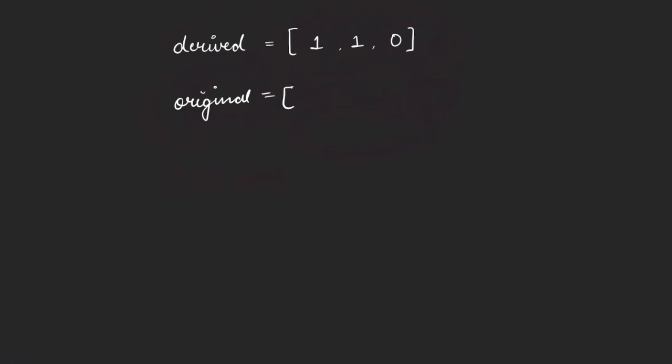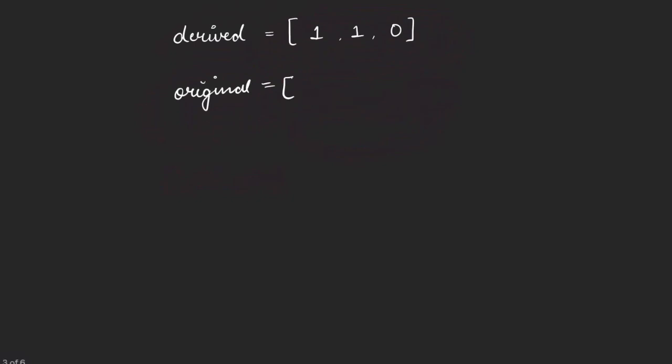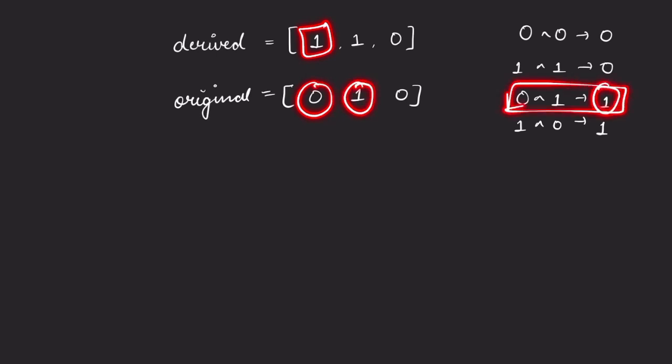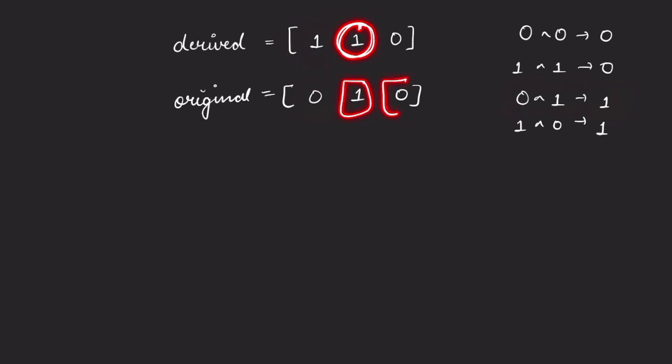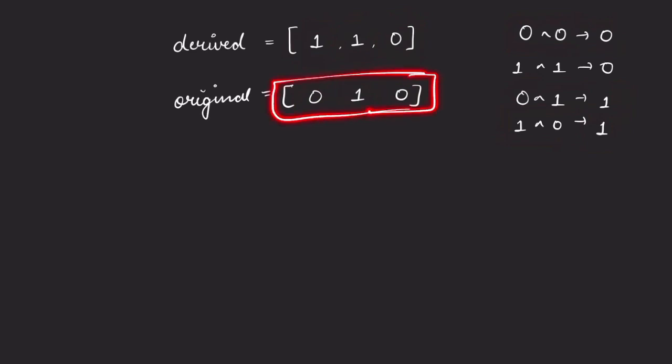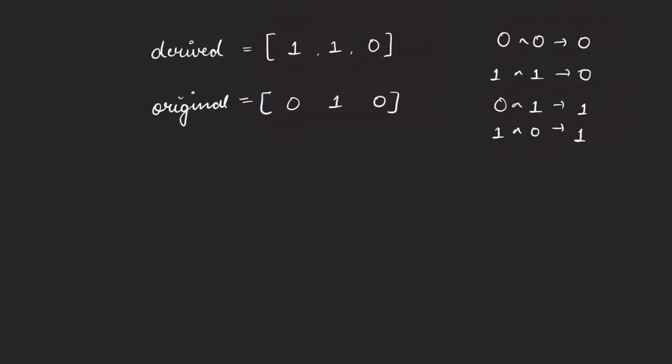So for this derived array, a potential original array could be, I guess, 0, 1, 0. How? See, in XOR, we have four properties. 0 XOR 0 is 0, 1 XOR 1 is also 0, and 0 XOR 1 or 1 XOR 0, both of these are 1s, right? So this one will be the XOR of 0 and 1, which is 1 only, and that is what we have here. Then this one will be the XOR of these two, 1 XOR 0, which is 1 only, and that is what we have here. Then this 0 is the XOR of this element and this element, 0 XOR 0 is 0 only, and that is what we have here. So this is one of the possible original arrays for this derived array. So this is valid, and in this case our answer is going to be true.